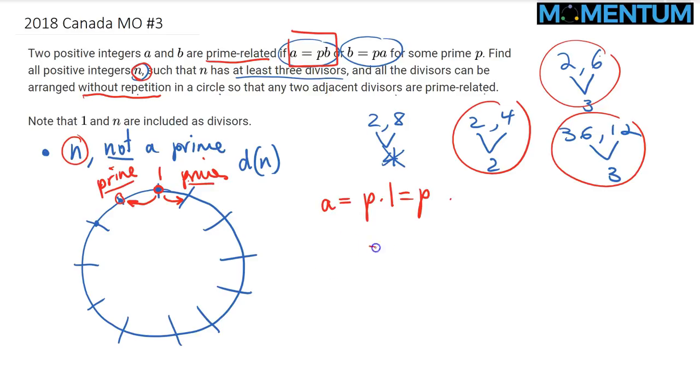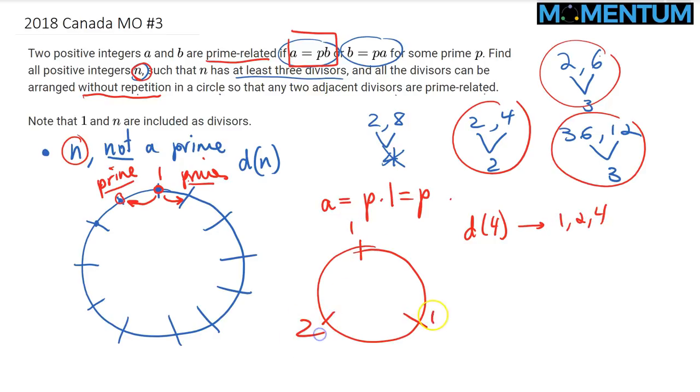Just to give you an example, for instance, the number 4, d of 4 is 3. So the divisors of 4 are 1, 2, and 4. Indeed, if you try to place them, there's actually a unique way to place it, so you cannot do anything. But this is not a good configuration. Yes, 1 and 2 are neighbors and they are prime related. 2 and 4, they are neighbors, they are prime related. 4 divided by 2 is 2. But 4 and 1, they are not prime related.